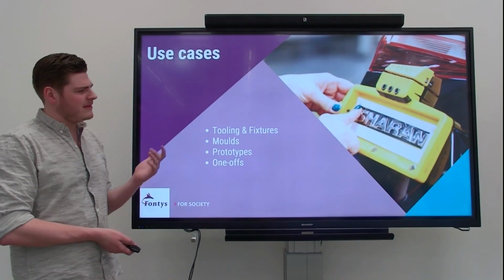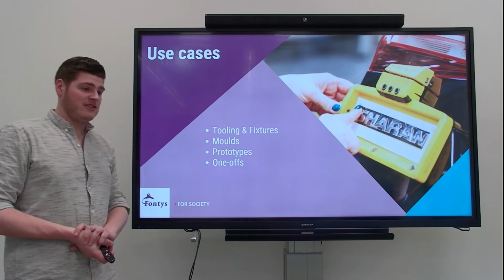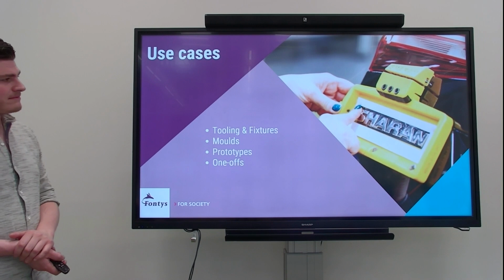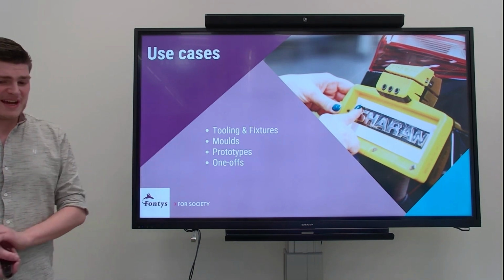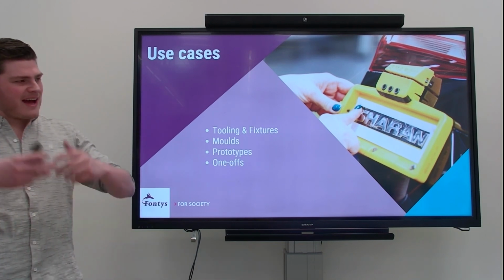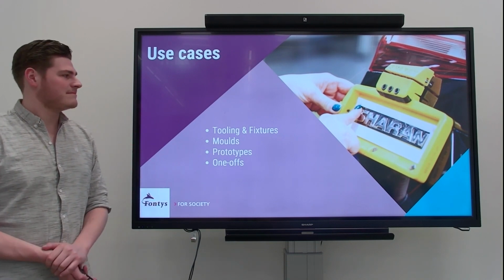So what are some very interesting use cases next to all the things that we've already seen? We can also print tooling and fixtures. You can print molds, you can print prototypes, you can print one-offs, custom things. So there are a lot of benefits in comparison to conventional machining.